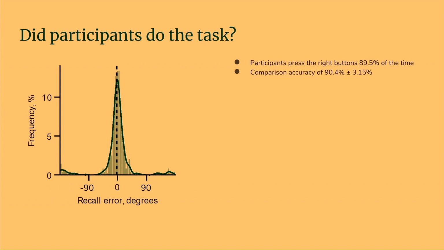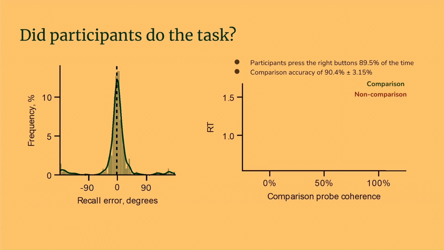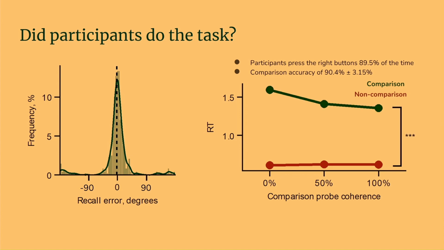Besides accuracy, I can also look at their reaction times. And here I'm going to look at it across comparisons, non-comparisons, and 3 levels of coherence. And first, for non-comparisons, this is a super easy task, right? You see something, you press a button, they're very fast. Coherence doesn't matter.